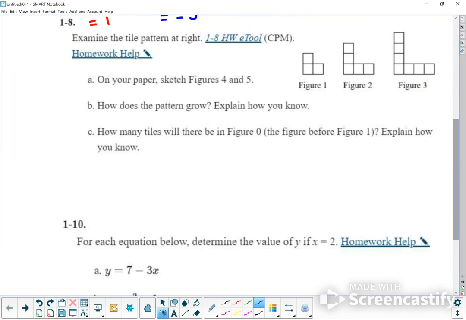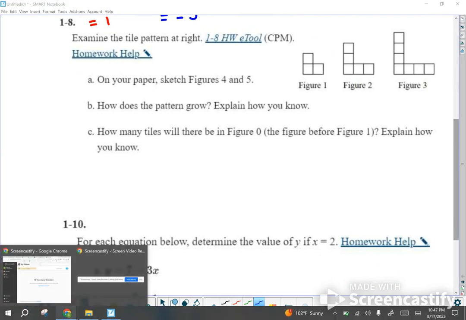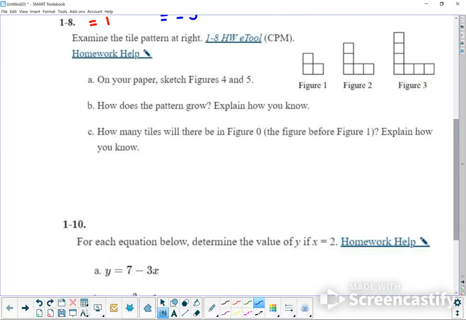If you need to pause or go back, definitely do it. That's why it's a video. Okay. Examine the tile pattern on the right. Talking about this one right here. Figure 1, figure 2, figure 3. On paper, sketch figure 4 and 5. So I'm going to do it down here. So I'm going to say figure 4 and figure 5.